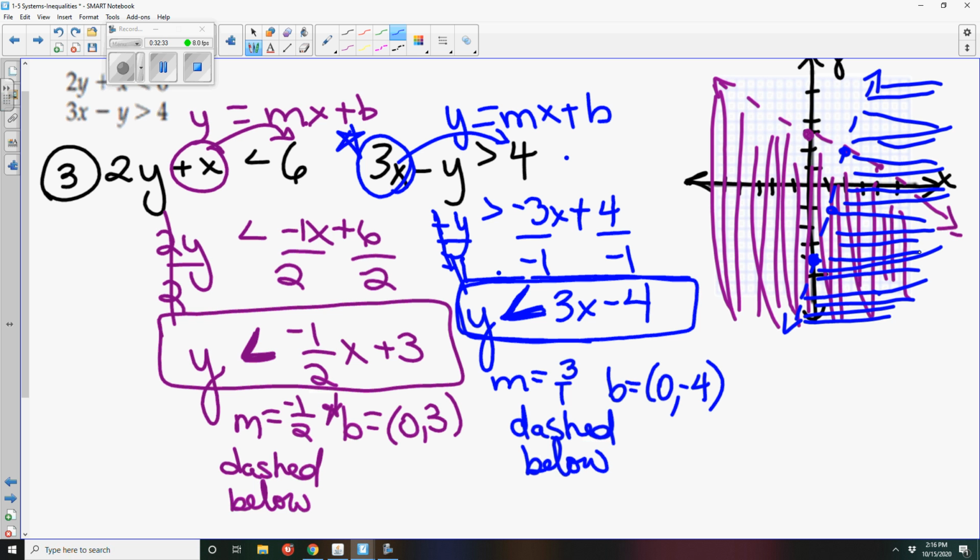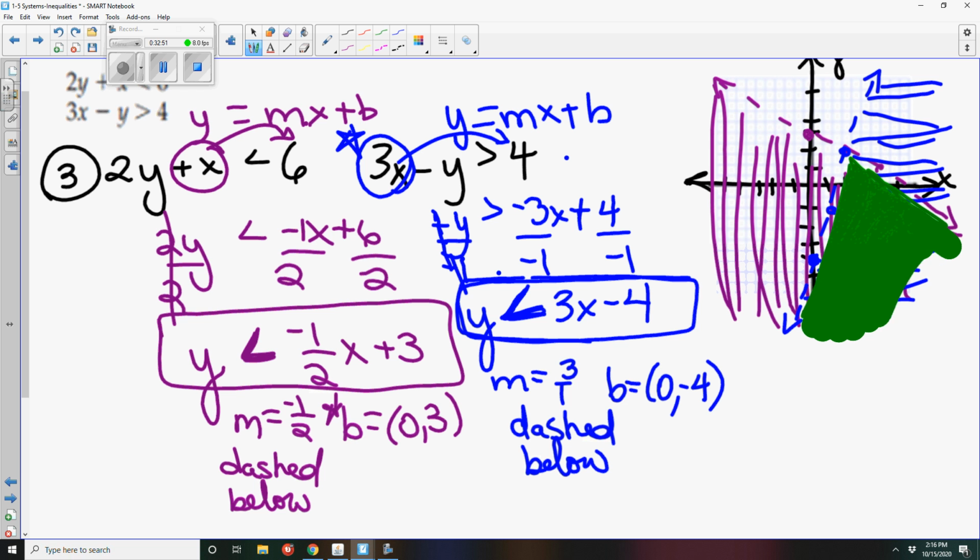And now we want to shade this part where we have that overlapping area a lot darker. So I'm going to outline it with my blue line here, and outline it there with the purple line, then shade in that whole spot a lot darker. There we go. And now everywhere inside that green portion is a solution. And that finishes up for our systems of inequality.